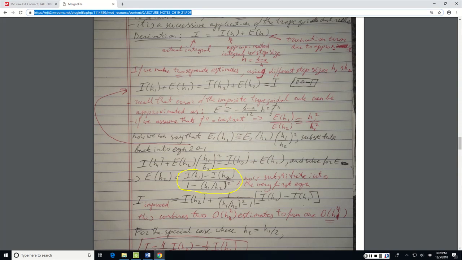So now what we do is we take this expression for the error and we plug it into the very first equation, which was here. So we want to get rid of that error term. We just want to leave it in terms of integrals and the step sizes.